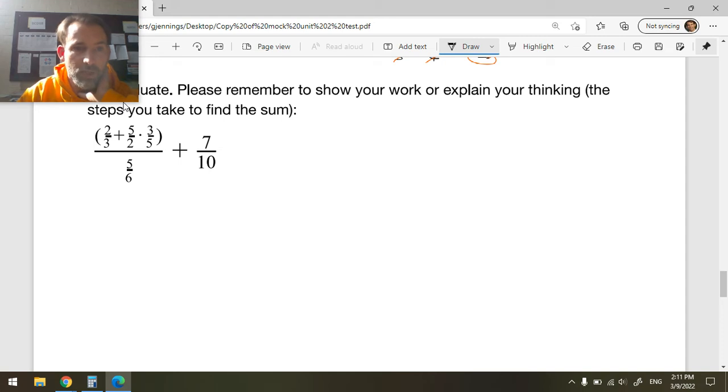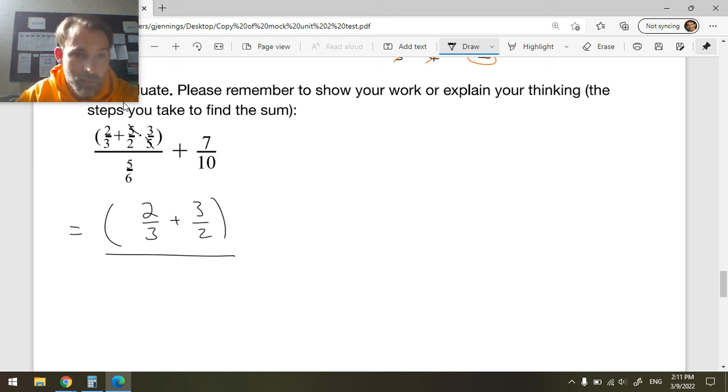All right, 5 over 2 times 3 over 5, right? First I do brackets, all right? Bedmas, brackets first. Inside the brackets, this multiplication happens before that addition. This 5 cancels that 5. So that's already enough. And then 3 and 2. So this is 3 over 2 plus 2 over 3. So I'm going to write this as 2 over 3 plus 3 over 2. That's what's in the brackets. Divide by 5 over 6. All right. Plus 7 over 10.